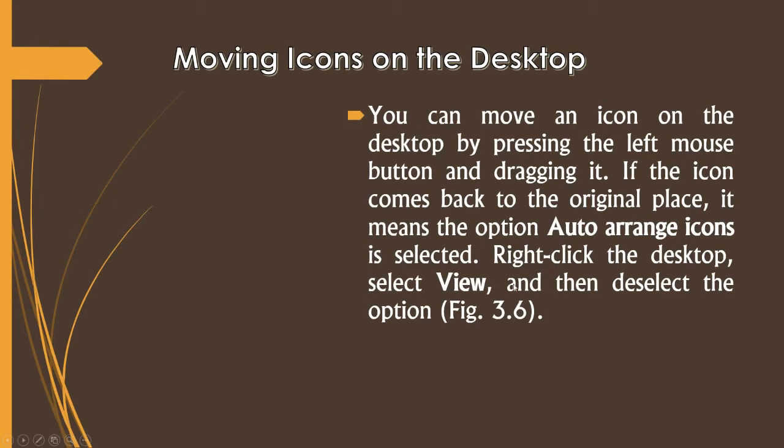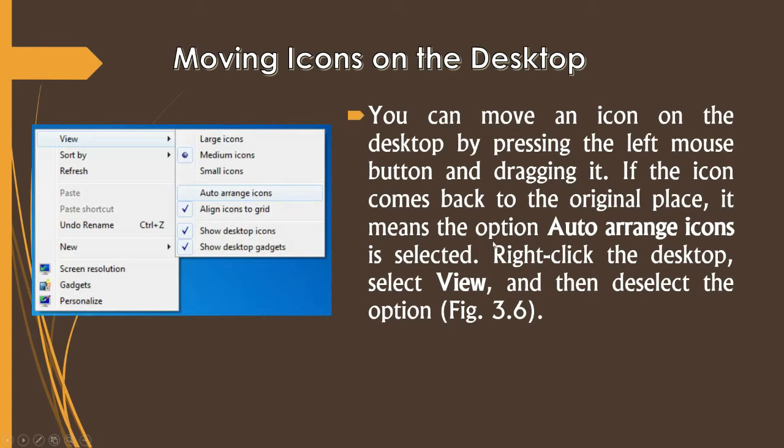Right click on the desktop, select view. How can you know it? You can move icons with the mouse, or you can see if it is auto arrange. Auto arrange means the icon returns to the original place. If it is coming back, then you can see that it is auto arrange. How can you know? Right click on the desktop, then the auto arrange icons option is selected.